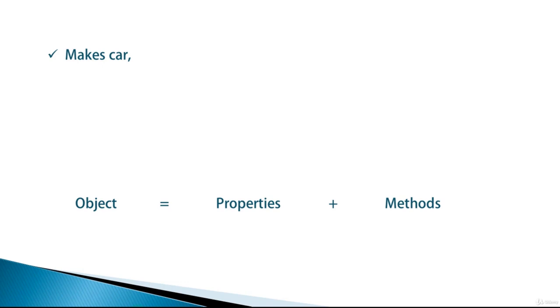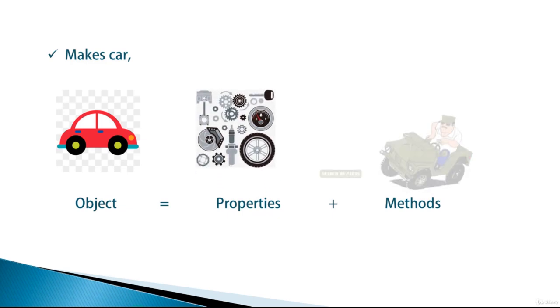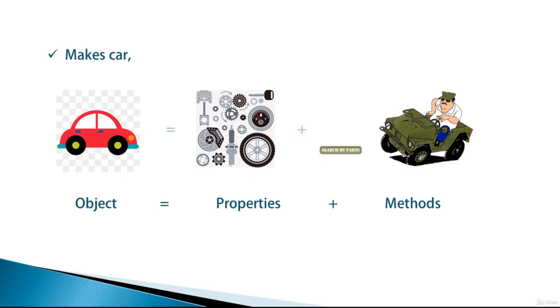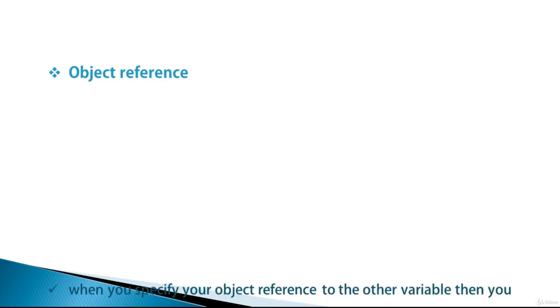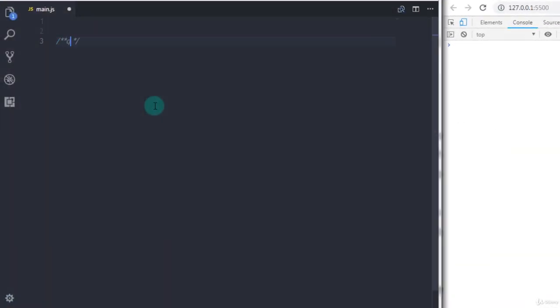So now the object also has the same similarity as a car. Using properties, you can specify object parts, and using methods, you can specify object functionality. Now, you know that to build a complete car, you will need properties and methods, right? Here, I also wanted to introduce one more important topic: you can access an object anytime using a reference. It means when you assign your object reference to another variable, then you can modify this object using the reference variable. Using the example, you will understand what I want to say.